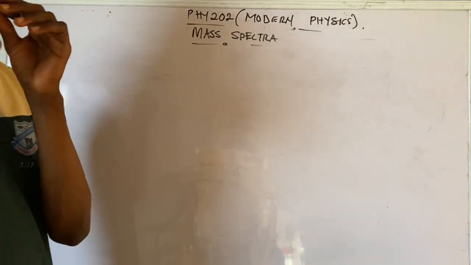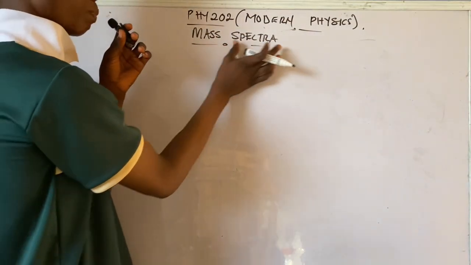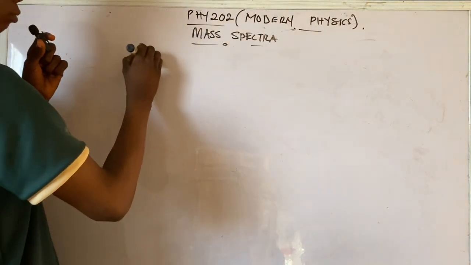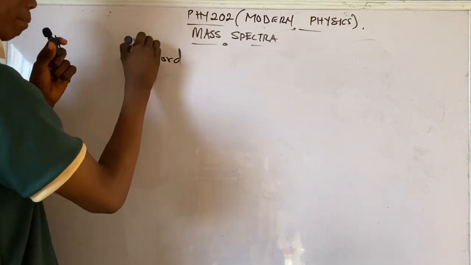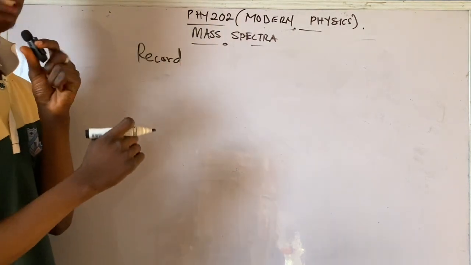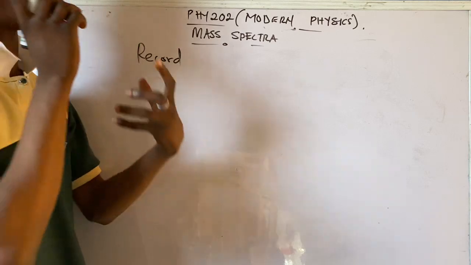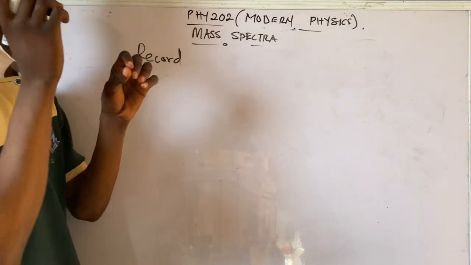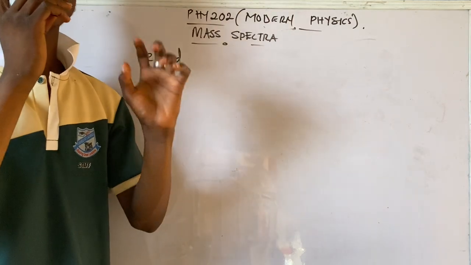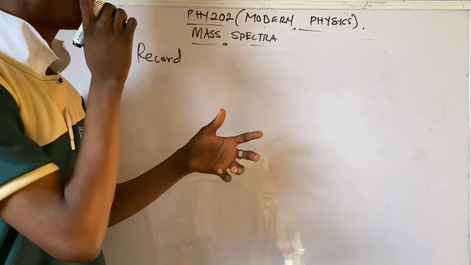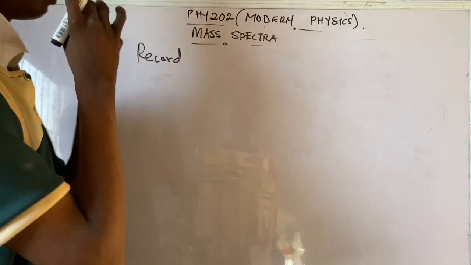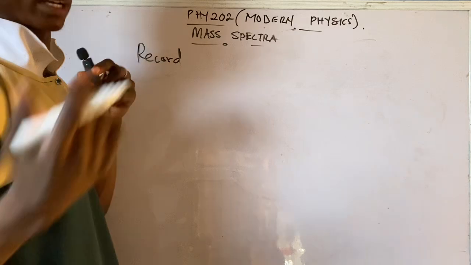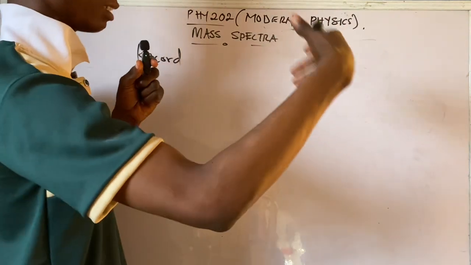All right, mass spectra. When we talk about mass spectra, as in the plural of spectrum, it is a record. A mass spectra is a record that displays the chemical substituents of substances by using their masses to represent them. That is what a mass spectrum is, and the plural is mass spectra.